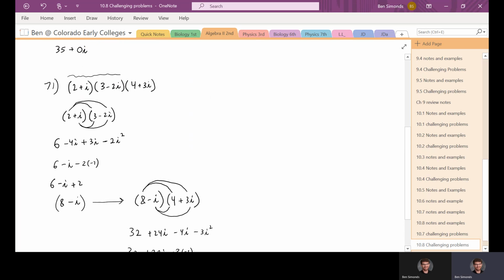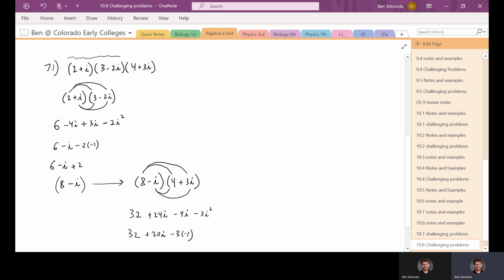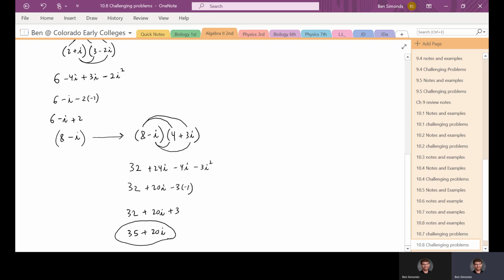So just take it one step at a time, right? Start with your first two groups there and FOIL those together. Then you can FOIL with the last group there. So it was a double FOIL scenario there. And again, we have to remember our i power rules. So i squared is negative 1. That was important to remember as well. So hopefully that's making sense to you. If not, just let me know.